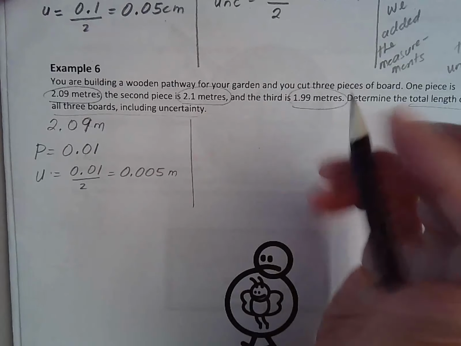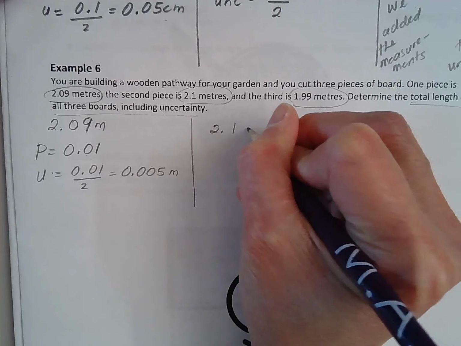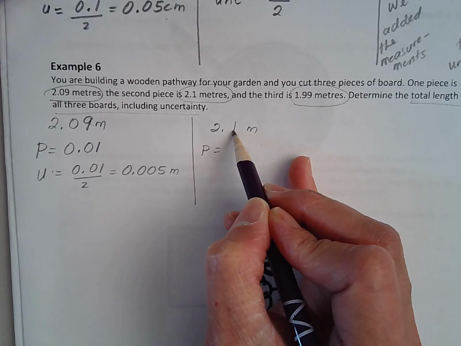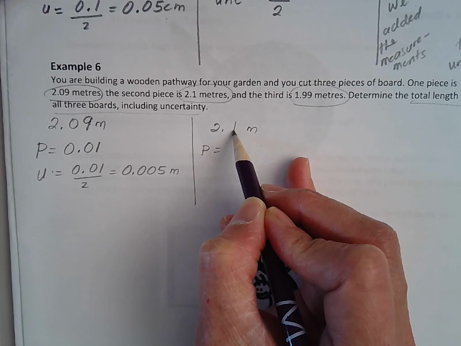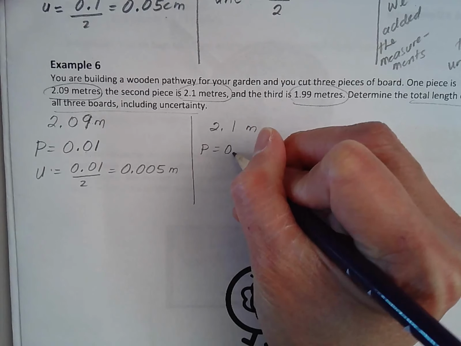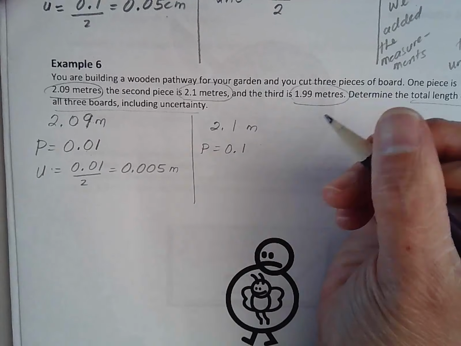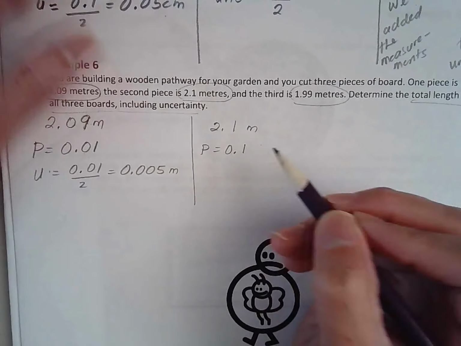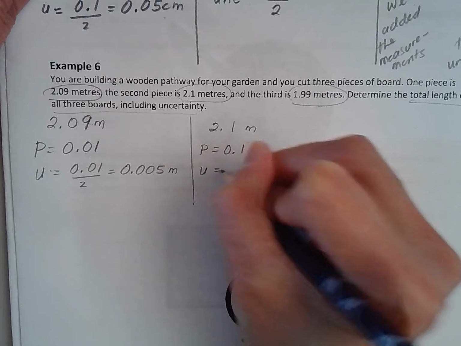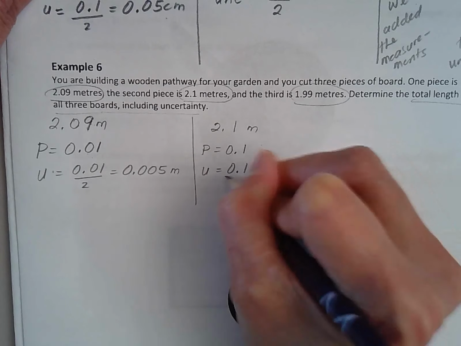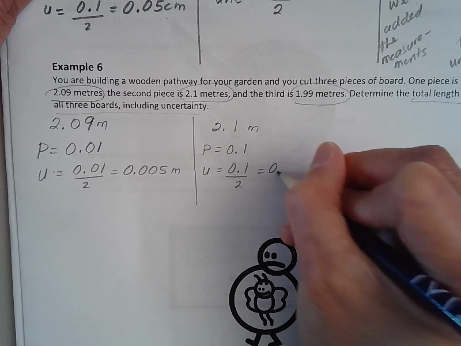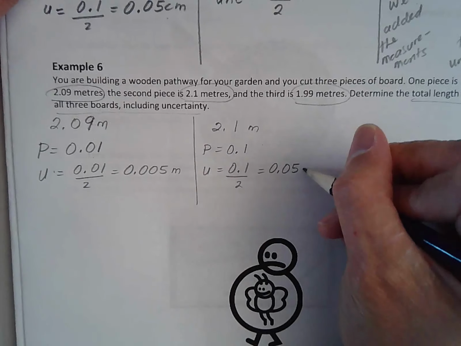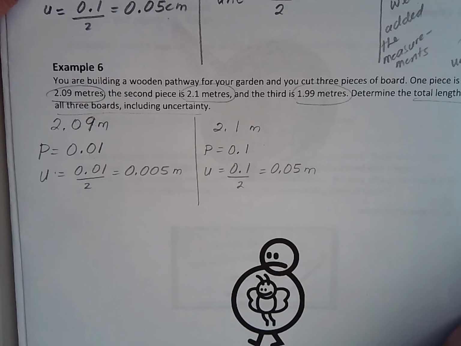Let's do the other one, 2.1 meters. What's the precision? The smallest place value is 1 decimal place, so that's going to be 0.1, because it's 1 decimal place. Uncertainty is 0.1 divided by 2, which is 0.05 meters. Okay, so far so good.